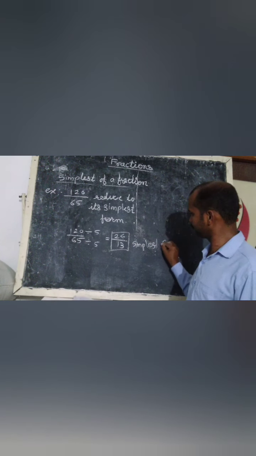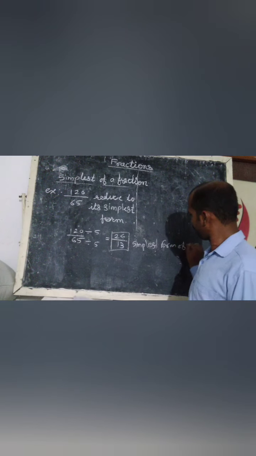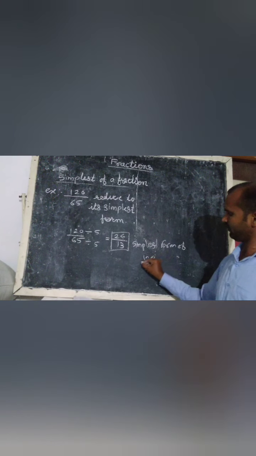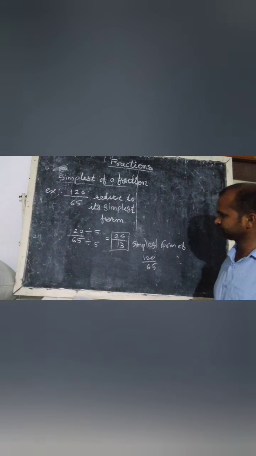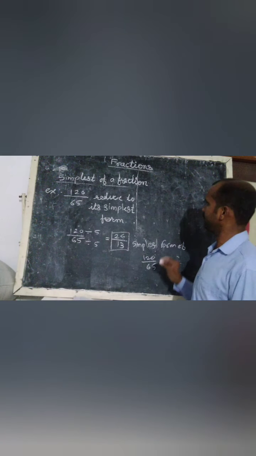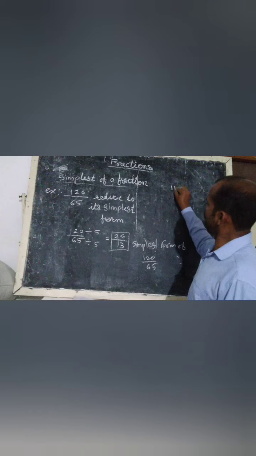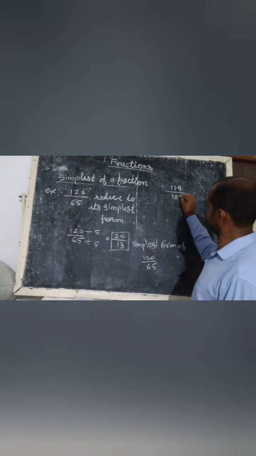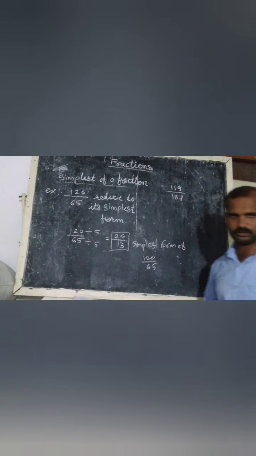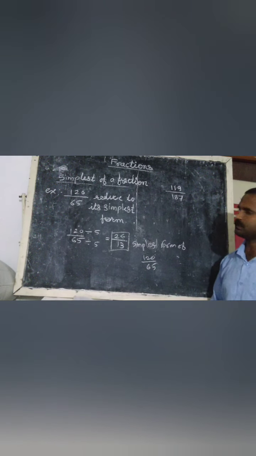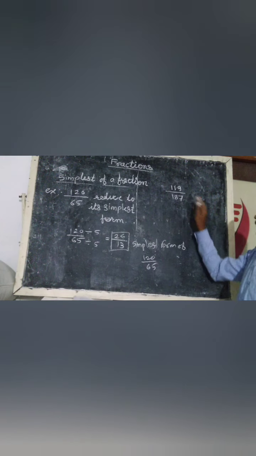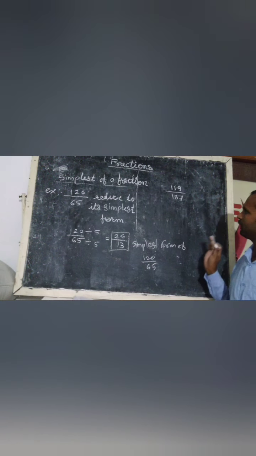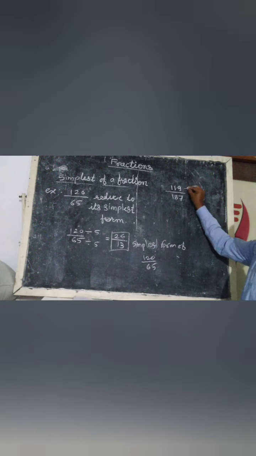the simplest form of 120 upon 65. Let us see another example. 119 upon 187. So check by which number these two numbers have a common factor. By which number can we divide them?